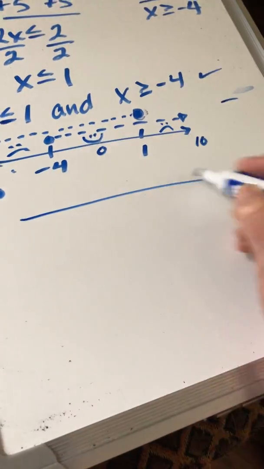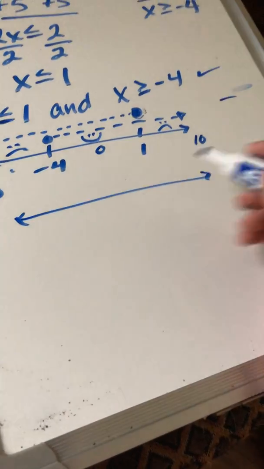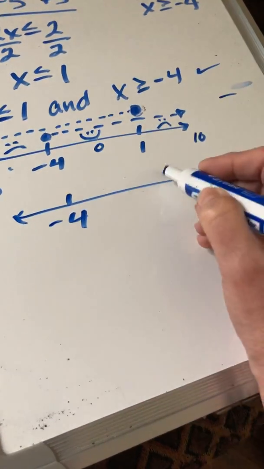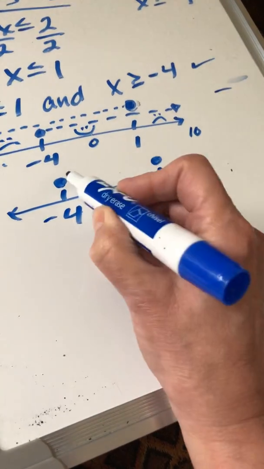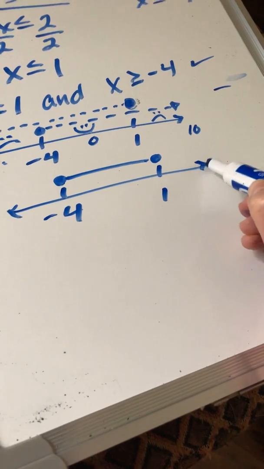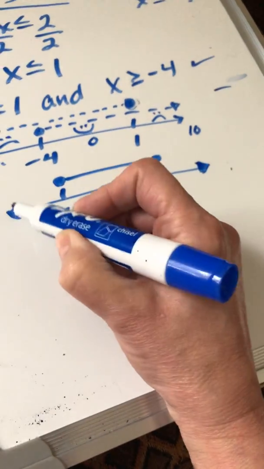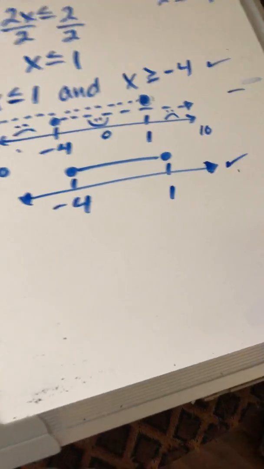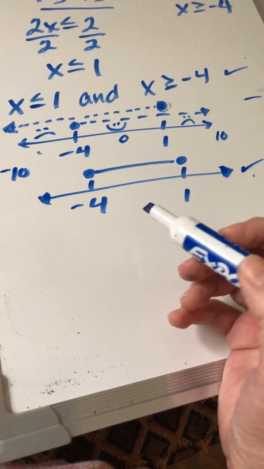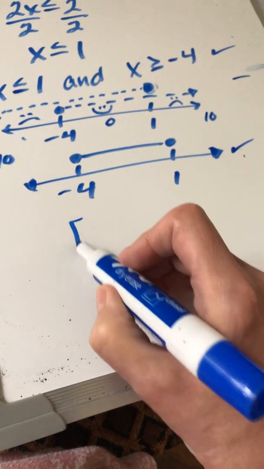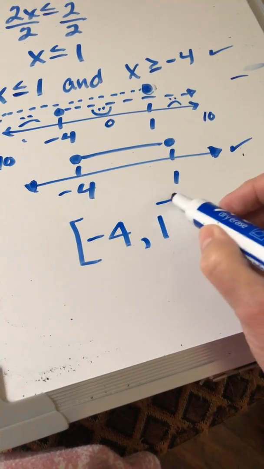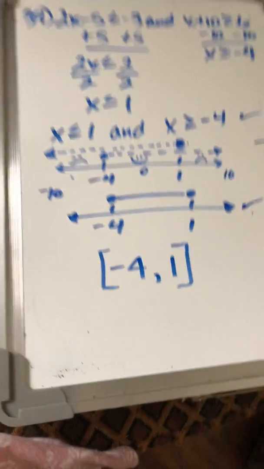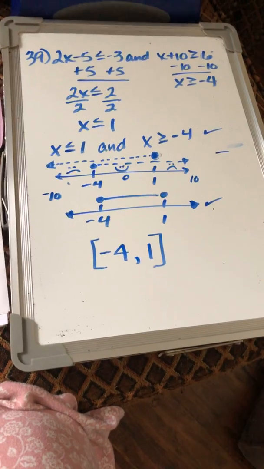Now let's clean up this graph, so teacher will have something clean to grade. There's a pretty graph. Yep. And then your interval notation. -4 included, it goes to 1, included, and stops right there. That's what that problem looks like.